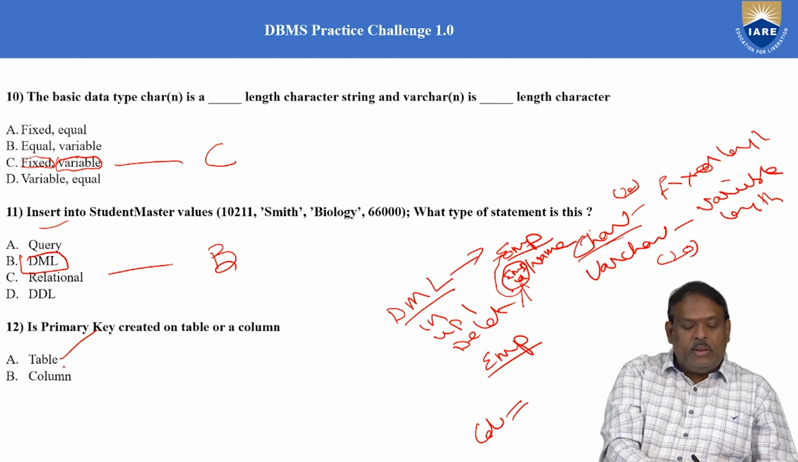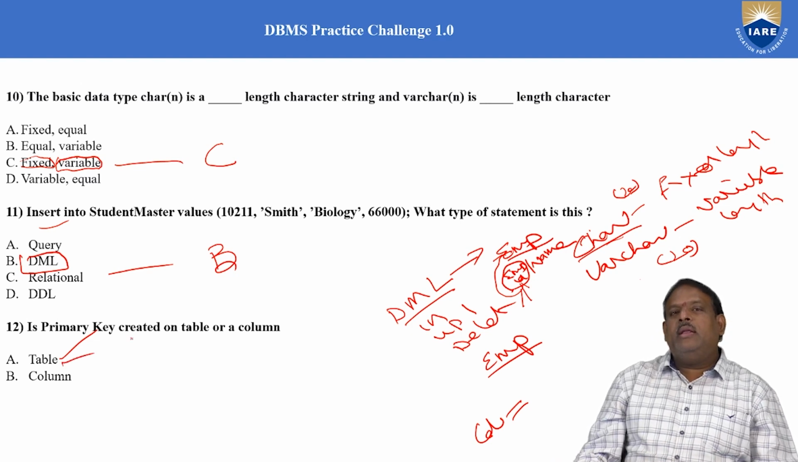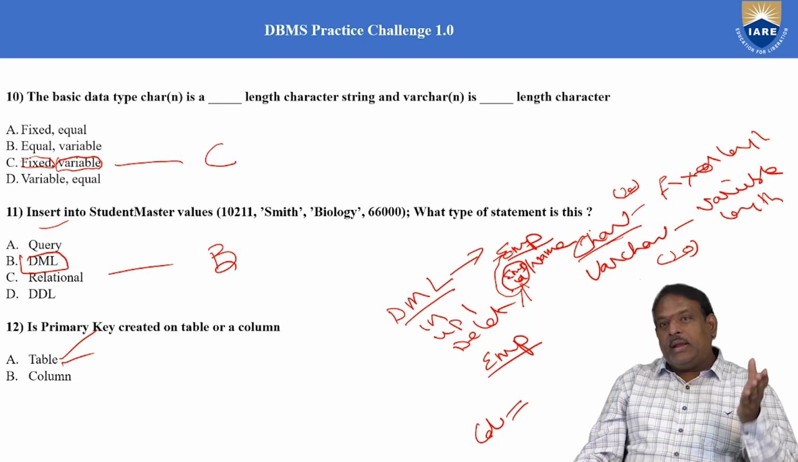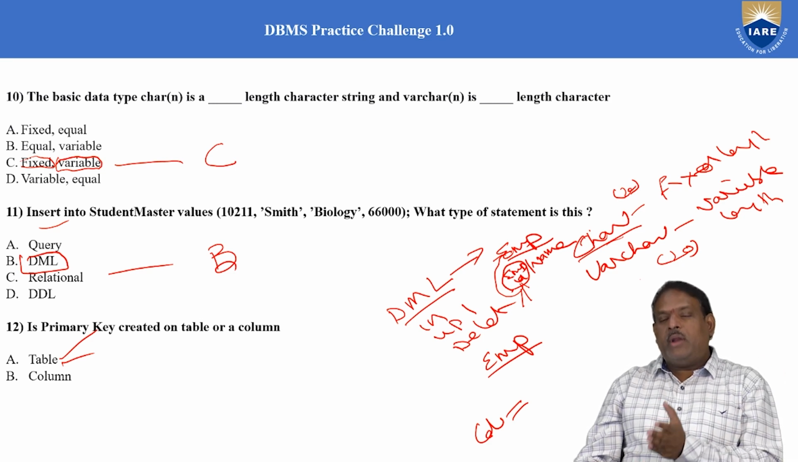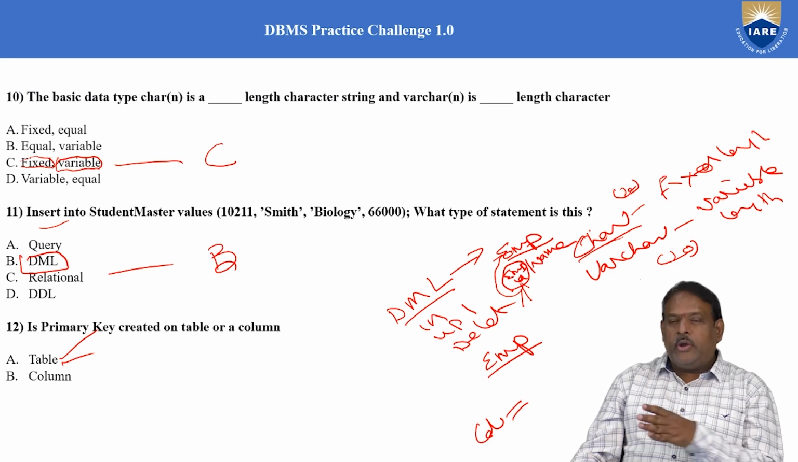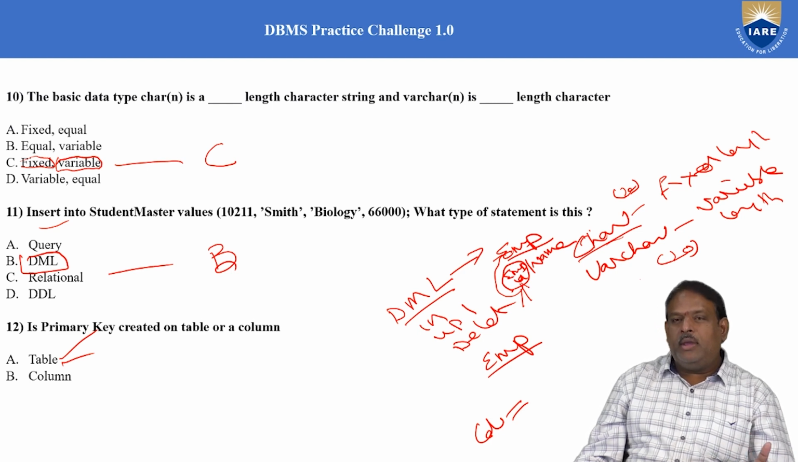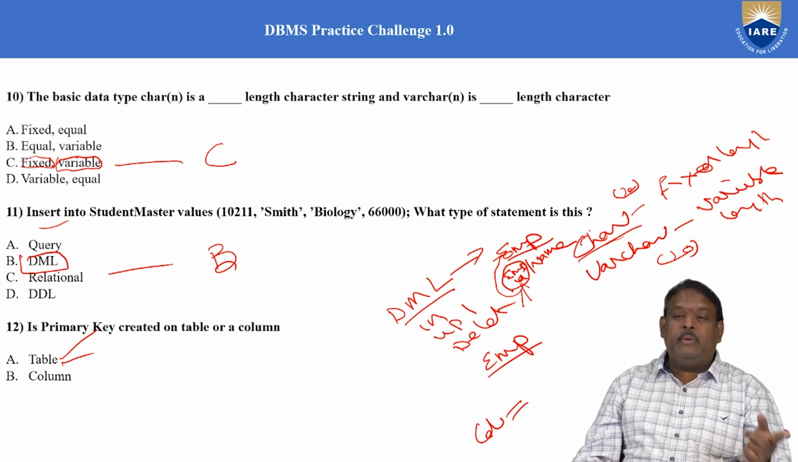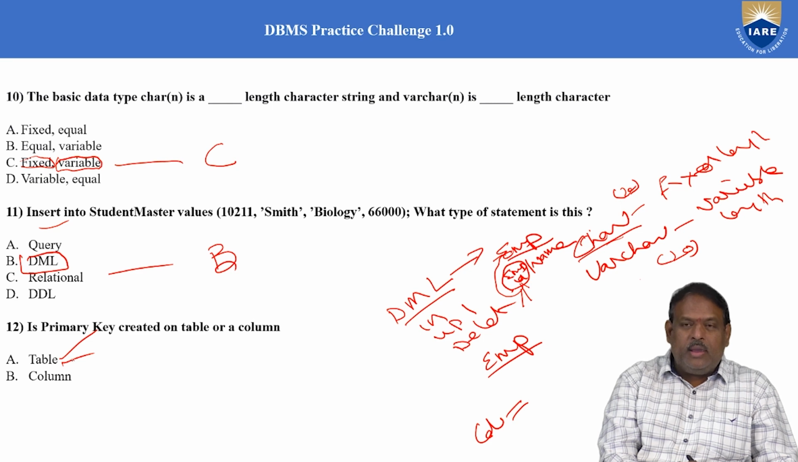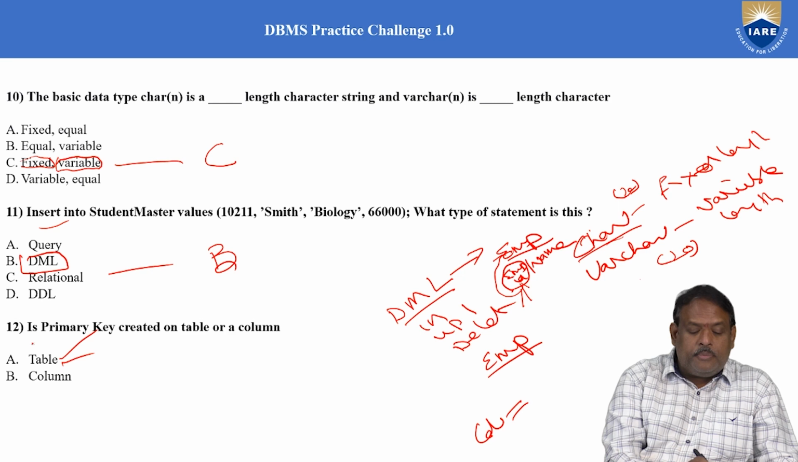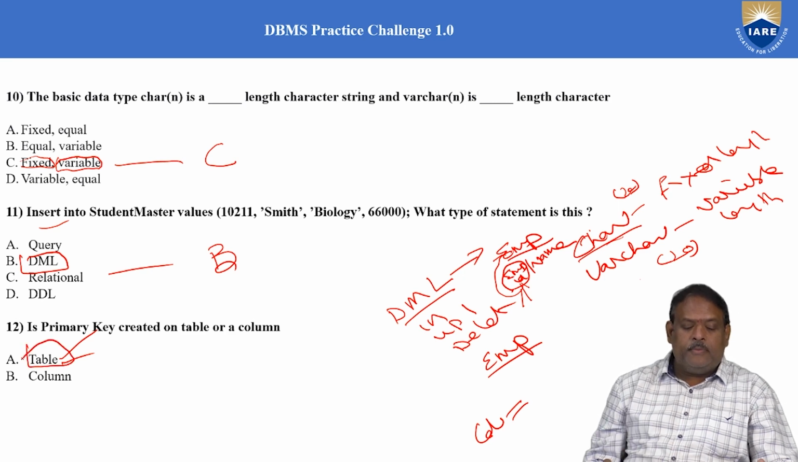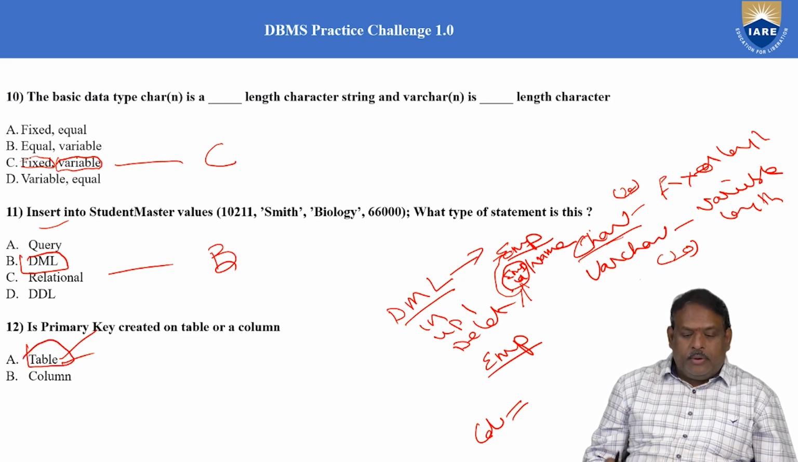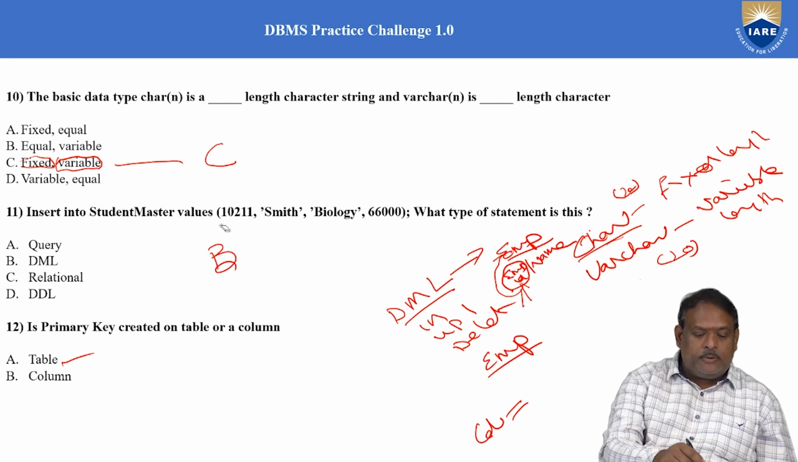So answer A is the right one. The primary key will be created in a table, and it will refer to a column or columns. There could be two columns as a primary key, or a single-column primary key. But the primary key is created for a table, and it refers to a column. So don't be confused here. Option A is correct. Now we'll go to the next question.